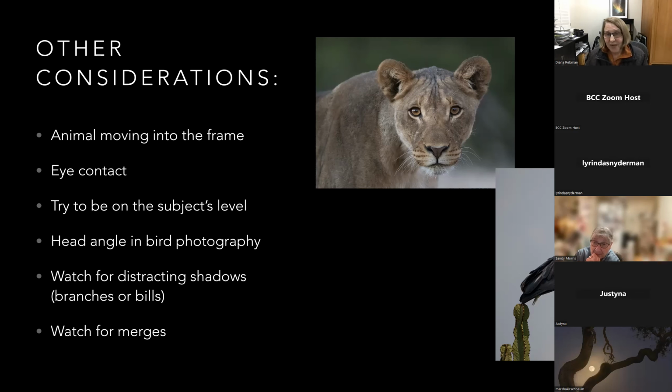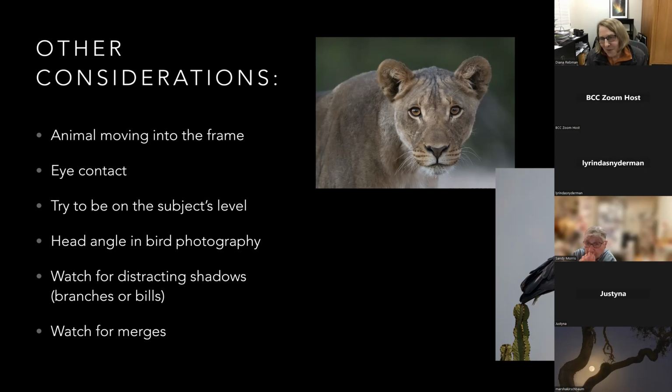Watch for those distracting shadows, either from branches, but in hummingbirds and other birds with a large bill, you frequently will get it coming down the front of their body. And that's really distracting and not a very good image. Just a little aside, if you enlarge the eyes, you can actually see the safari vehicles reflected in them. Yes, it's true.